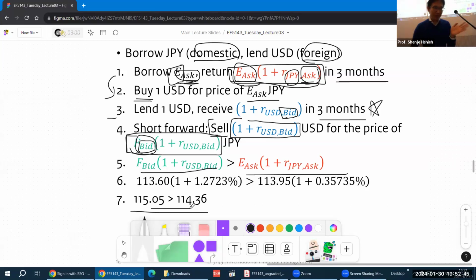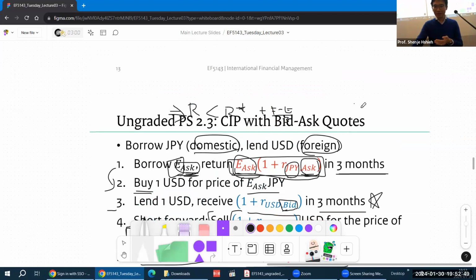So I'll leave it to you to do the other direction when it's violated this way. When R is greater than R star, you have to walk through the steps again, and just remember, you're borrowing at the ask. When you're lending, you're lending at the bid. When you buy, you're buying at the ask. When you sell, you're selling at the bid, right? So I think everything is just reversed, but you should double check. Okay.